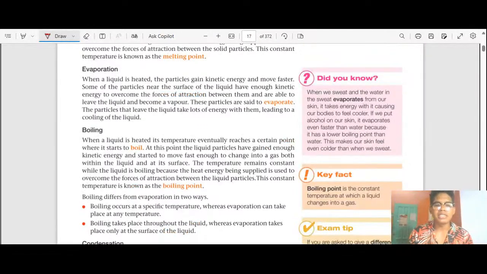Boiling. When a liquid is heated, its temperature eventually reaches a certain point when it starts to boil. At this point, the liquid particles have gained enough kinetic energy and started to move fast enough to change into a gas both within the liquid and at its surface. The temperature remains constant while the liquid is boiling because the heat energy being supplied is used to overcome the force of attraction between the liquid particles. This constant temperature is known as the boiling point.